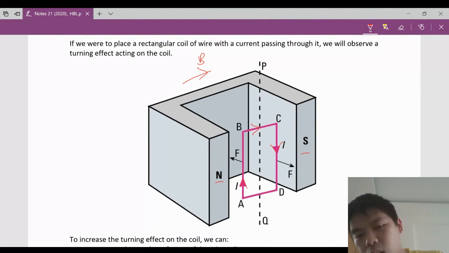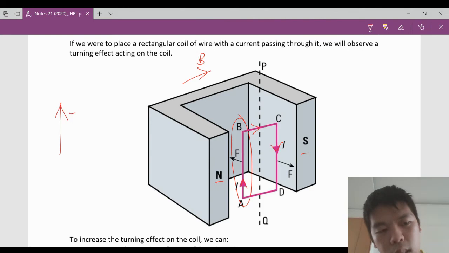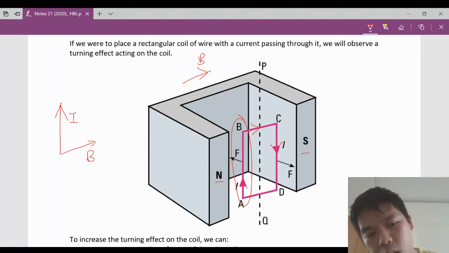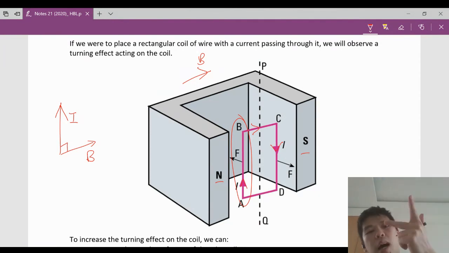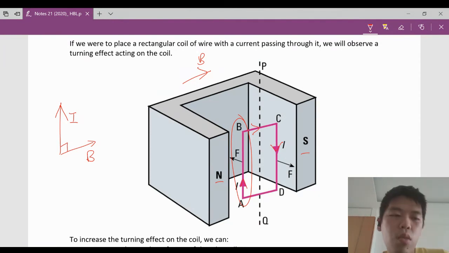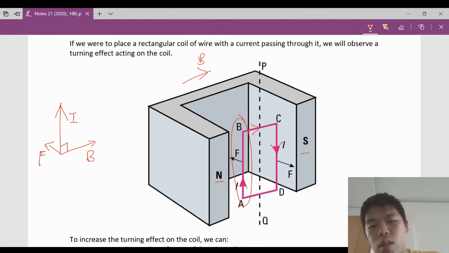Let's consider this segment of wire. Current goes here, magnetic field goes here. Remember, this is 90 degrees. What will happen? BI go, it goes inwards. So this is a force. It takes a bit of imagination. That's why it goes inwards.